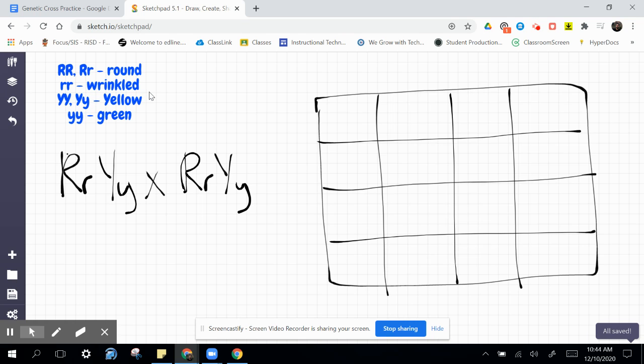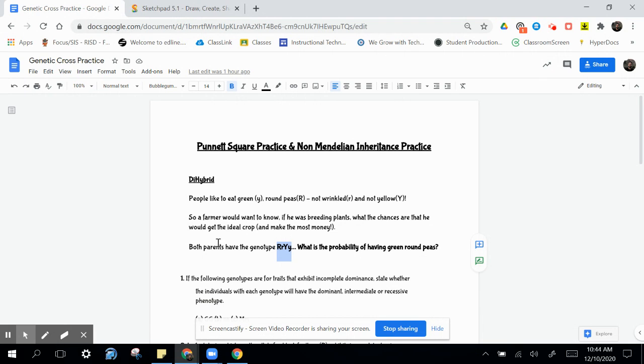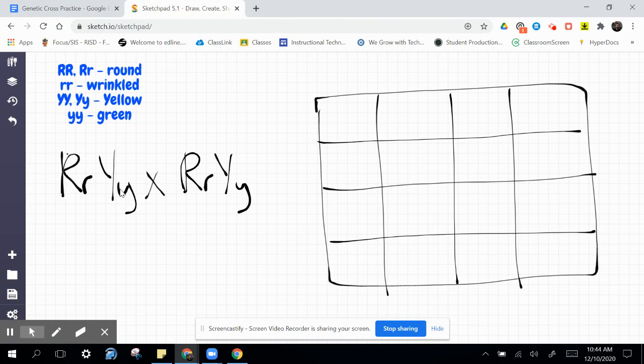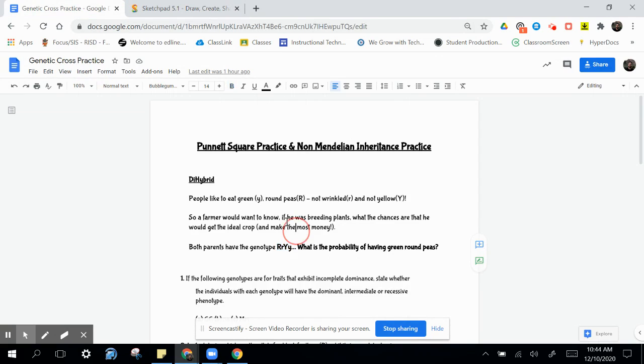All right, guys, we're doing a dihybrid cross. This is from the genetic cross practice worksheet. And over here, we've got two parents that look like this. In a dihybrid cross, we are crossing two parents for two different alleles. And so we are crossing here the alleles for color and shape of the peas.